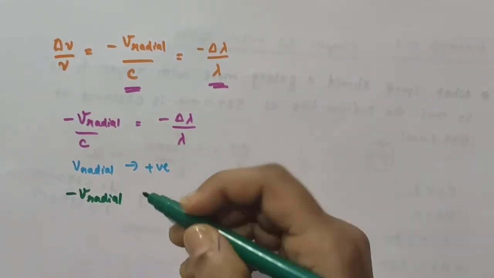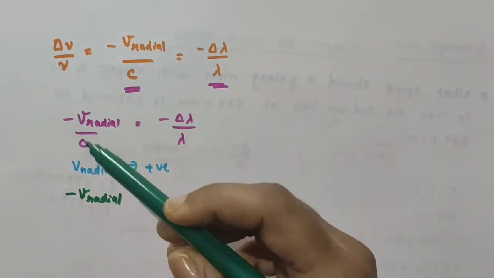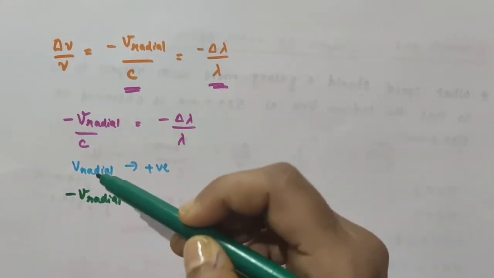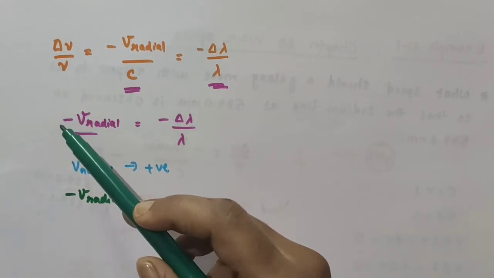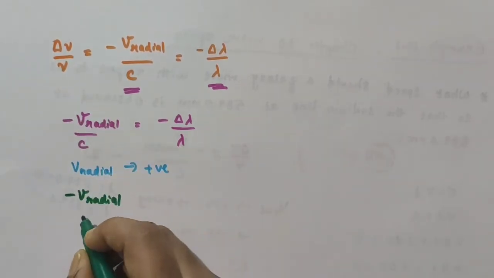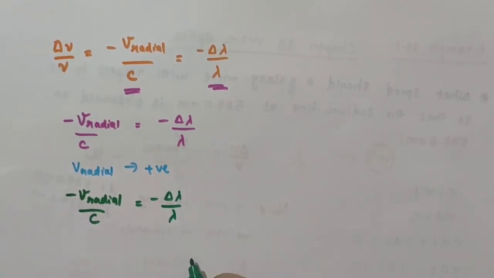If the galaxy was moving towards us, this V radial would be taken as negative, then negative into negative would become positive. But here, since the galaxy is moving away from us, V radial is taken as positive. Positive into negative will give you negative. So, minus V radial divided by C is equal to minus delta lambda divided by lambda.